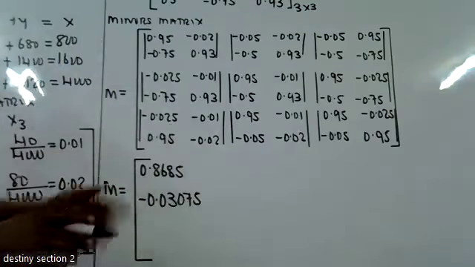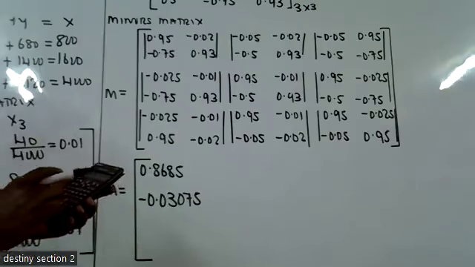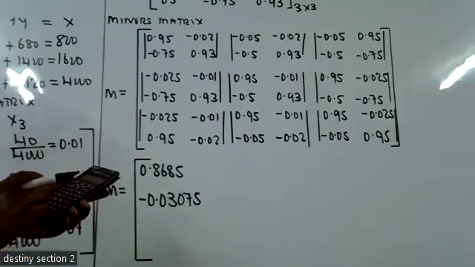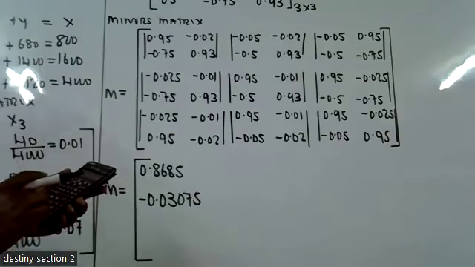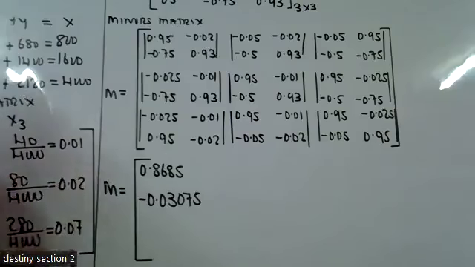Tukuje kwa hii. Useme minus 0.025 times minus 0.02 minus 0.95 times minus 0.01 equals. Give me the answer.